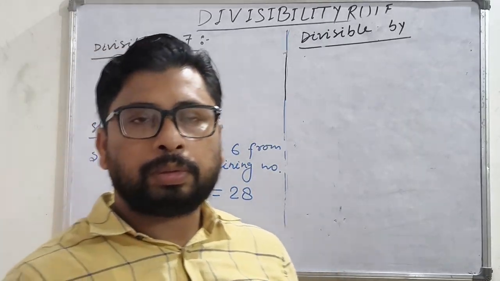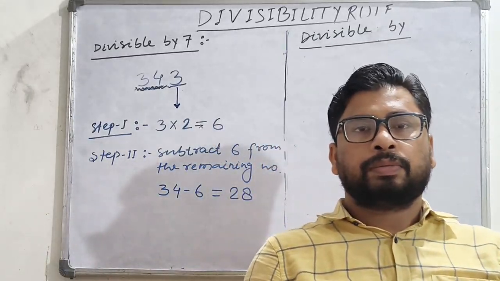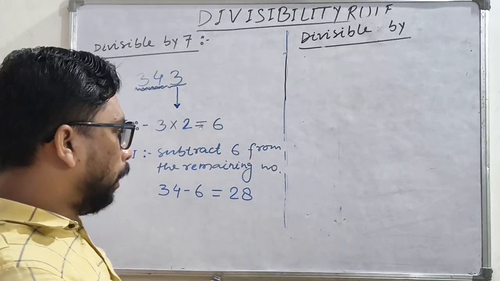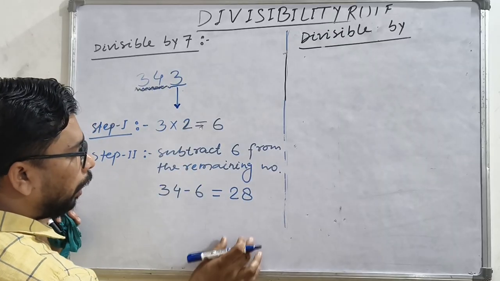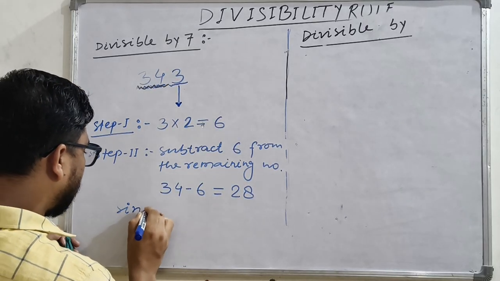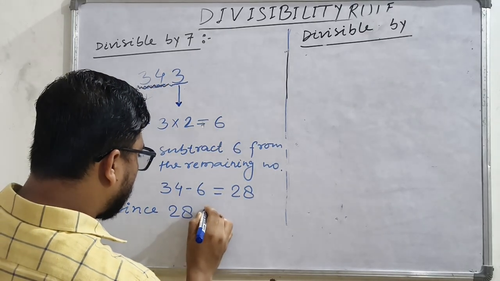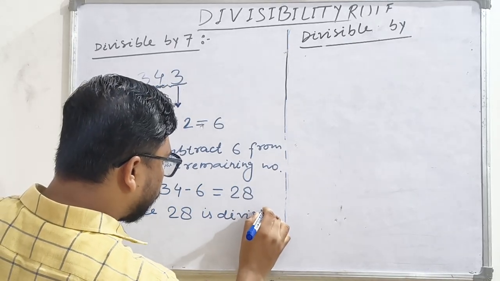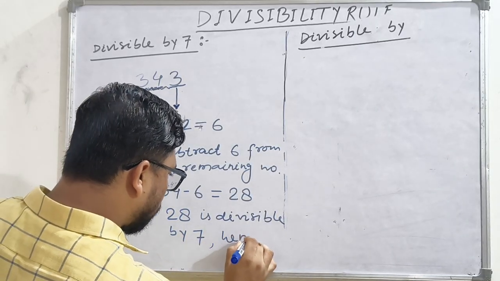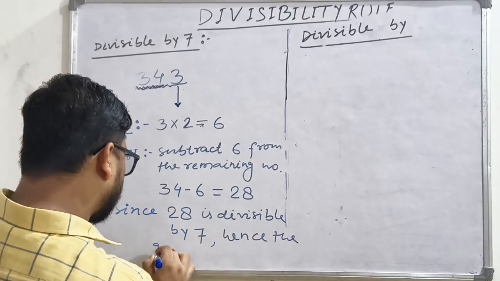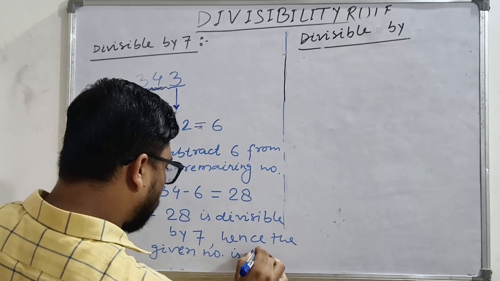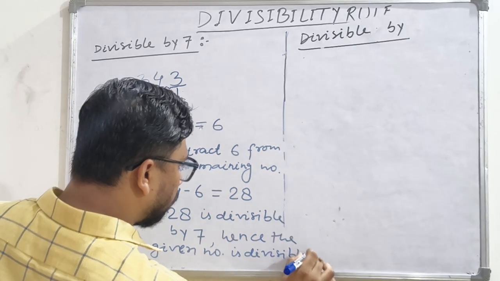That's why I have already told you to please memorize the tables of 2 to 20 so that you can ease your calculation. 28 comes in the table of 7. Since 28 is divisible by 7, hence the given number is divisible by 7.